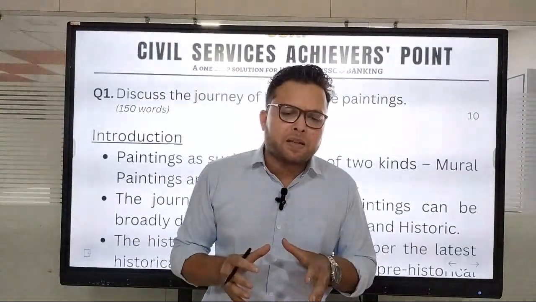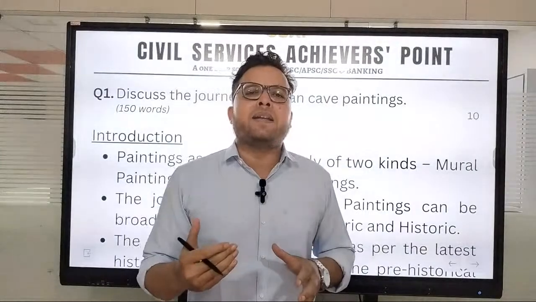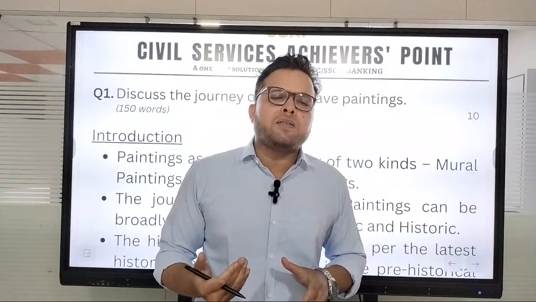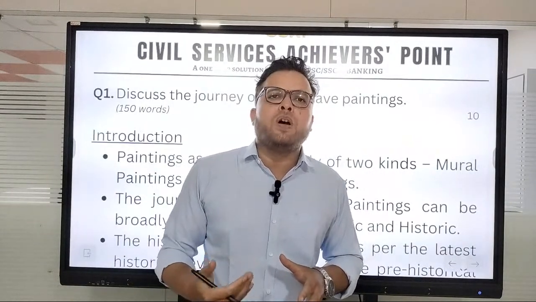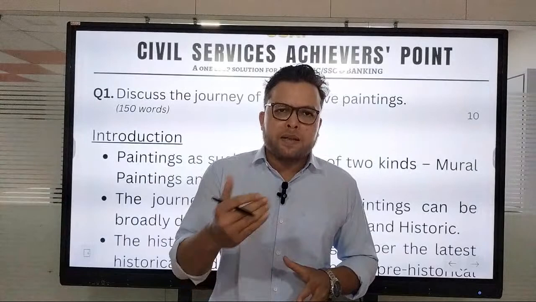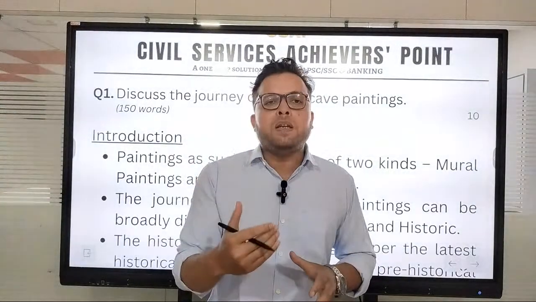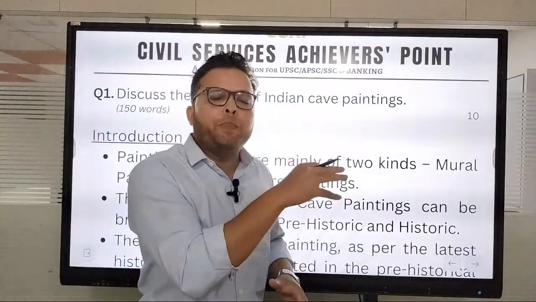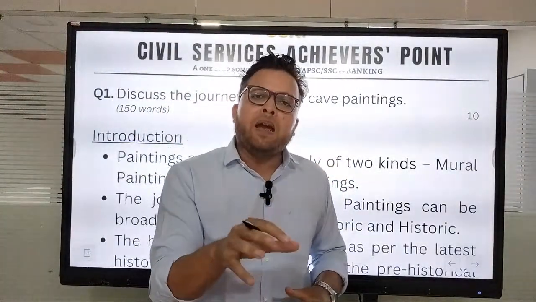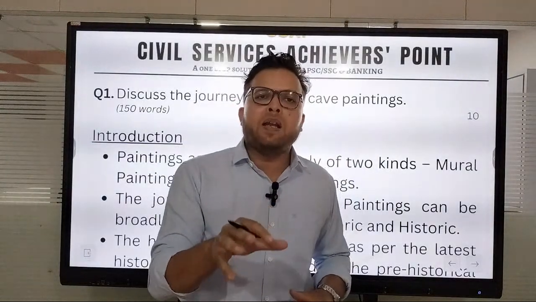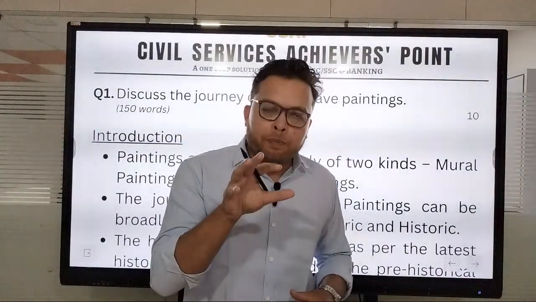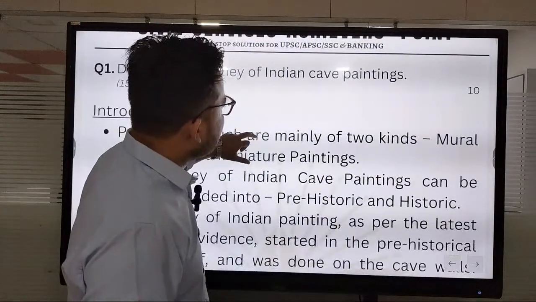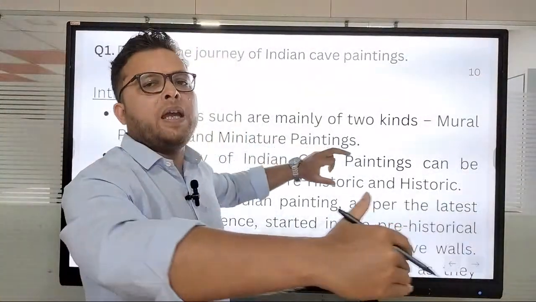And miniature painting is something which is done on perishable items like cloth and paper. A beautiful example of a miniature painting would be the illustrations which you may find in between certain books. That's an example of a miniature form of painting. But now we are talking about cave paintings. So cave paintings were primarily mural paintings, they were not miniature paintings. And in this answer, we will have to talk about the journey of Indian cave paintings.